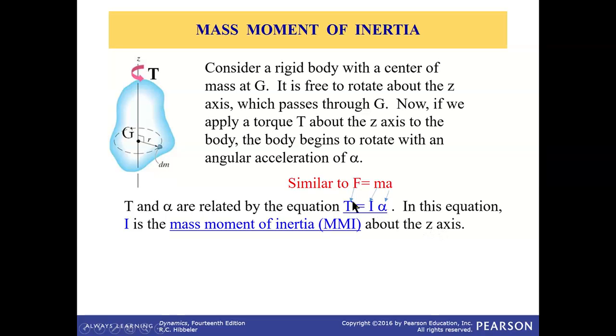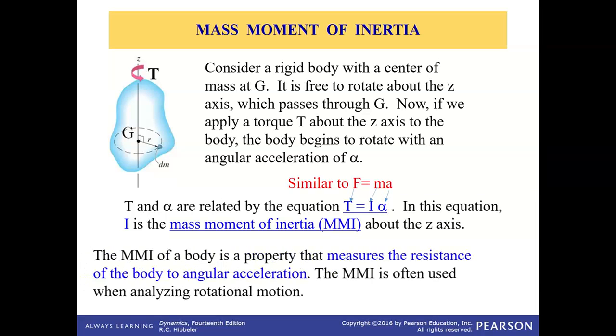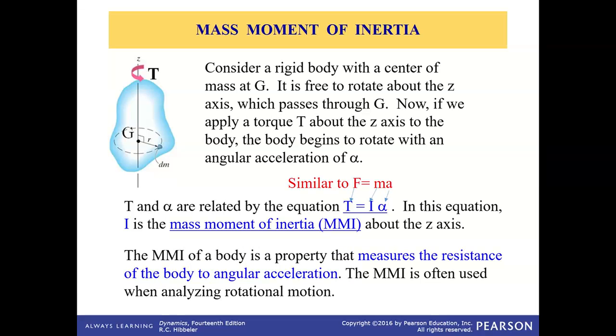In fact, you can compare this equation to the F equal to ma equation for linear motion. There is a direct similarity between these two equations, where a is linear acceleration, alpha is angular acceleration, F is force, then its equivalent for rotational motion is torque, m is mass for linear motion, while I is moment of inertia or resistance to angular acceleration. So the moment of inertia is a property that measures the resistance of the body to angular acceleration. The MMI is often used when analyzing rotational motions.